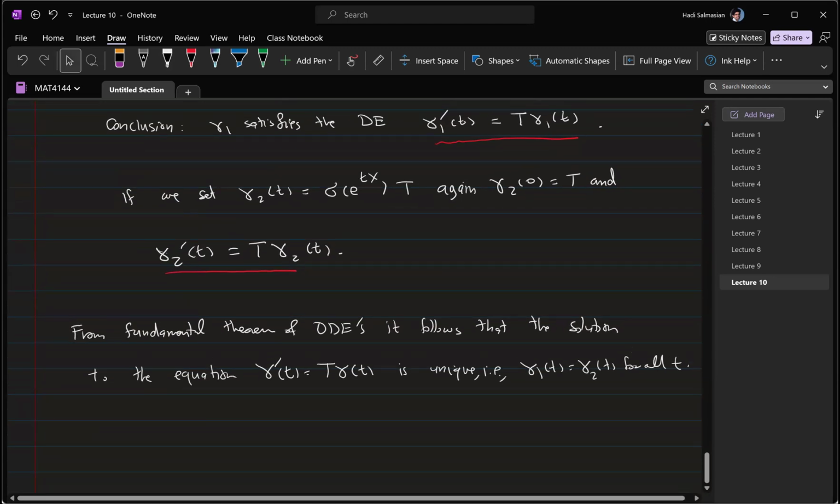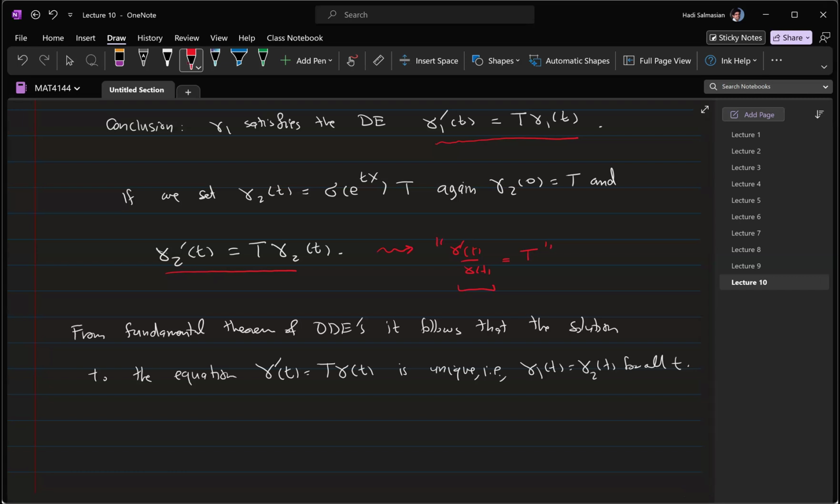I mean, this uniqueness, where does it come from? Maybe I can roughly explain the idea. Suppose you have this kind of equation. Well, these are matrices, but if they were just numbers, you could think about this as gamma prime t over gamma t equals t. But now, how could you write the left-hand side? Does anybody know what this is? That's right. This is the log gamma t prime.